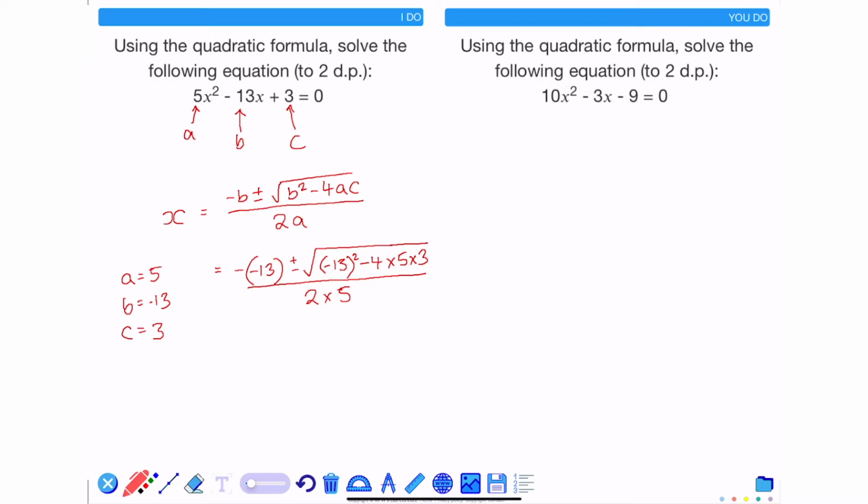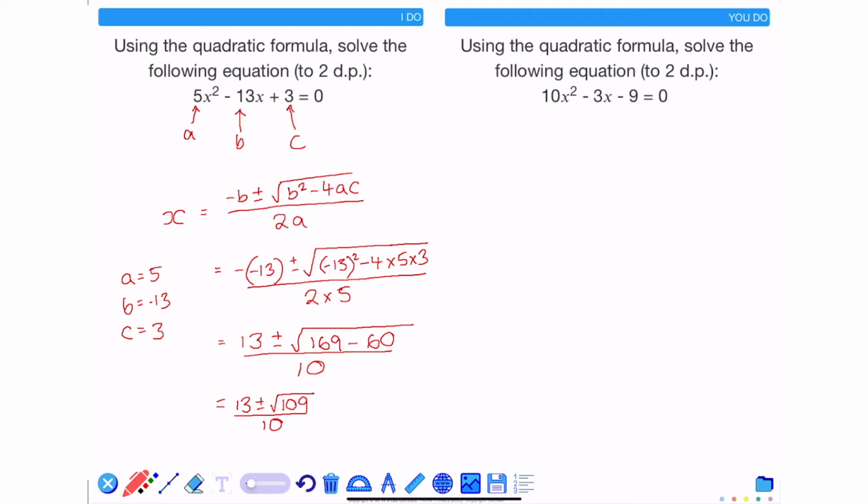Now before we grab a calculator, start evaluating as much as you can. That negative 13 is 13, and we know that the square root of negative 13 squared, which is 169, take away 4 times 5 times 3, which is 60, will all be over 10. Simplifying the bit inside of the square root would give me 13 plus or minus the square root of 109, all divided by 10.